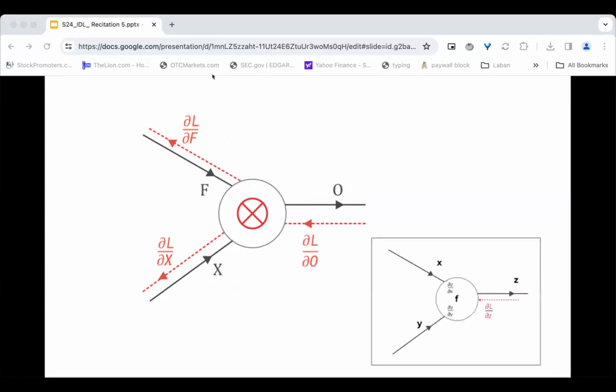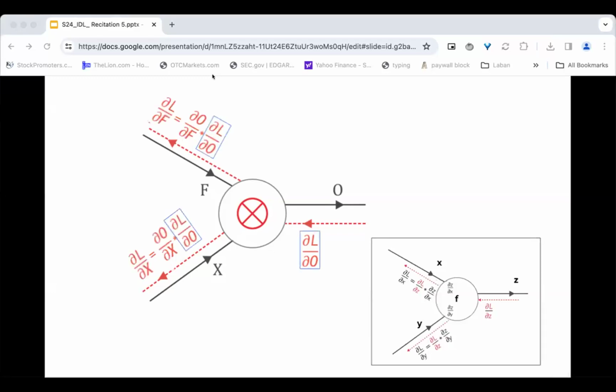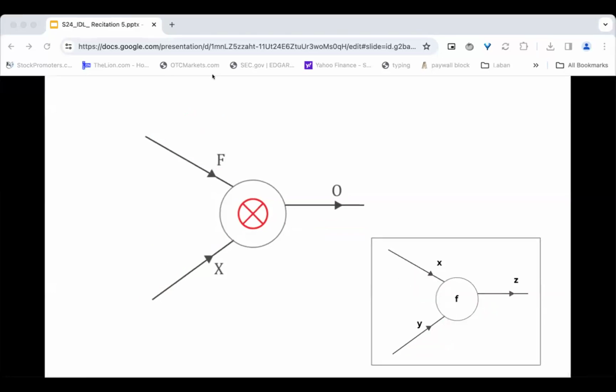Okay, recalling our example of differentiation with function f, with the inputs x and y outputting z, we can similarly use the chain rule of differentiation to find dL/dF and dL/dX, where dL/dF is the gradient of the loss from the previous layer, dL/dO, times dO/dF, and dL/dX is again dL/dO times dO/dX.